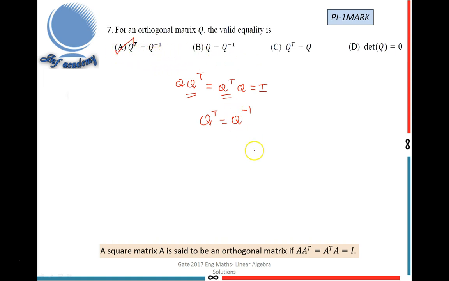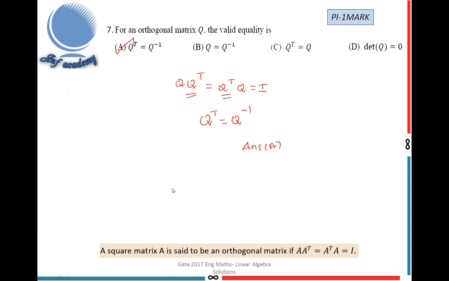Option A. The answer is option A, by using the orthogonal matrix definition. The orthogonal matrix definition says Q into Q transpose equal to I. So Q transpose represents Q inverse. So the final answer is option A.